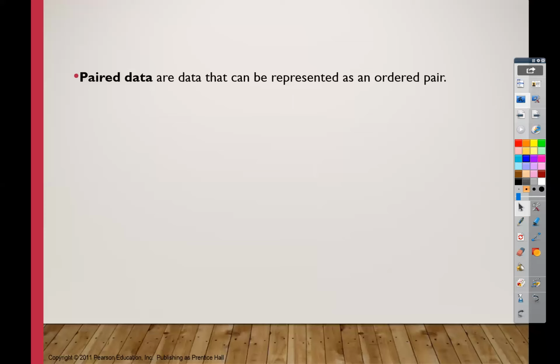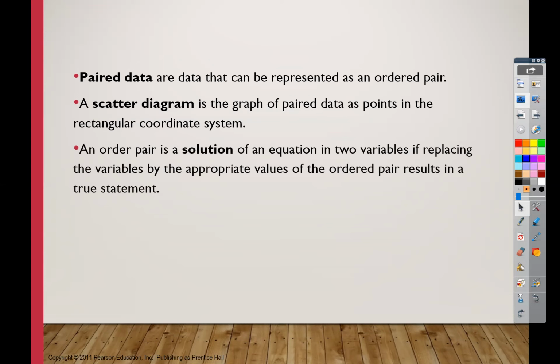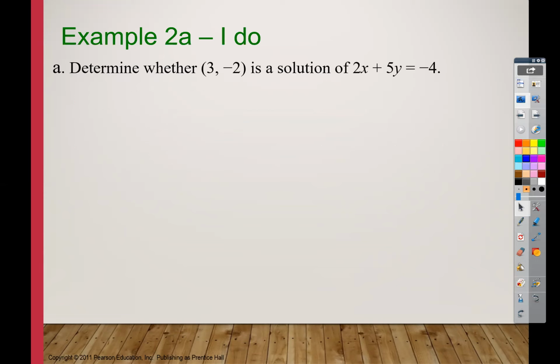Paired data is data that can be represented as an ordered pair. A scatter diagram is the graph of paired data as points in the rectangular coordinate system. An ordered pair is a solution of an equation in two variables if replacing the variables by the appropriate values of the ordered pair results in a true statement. So here's what that means.